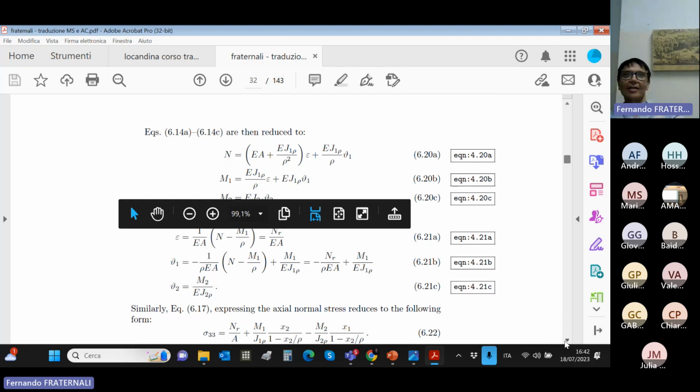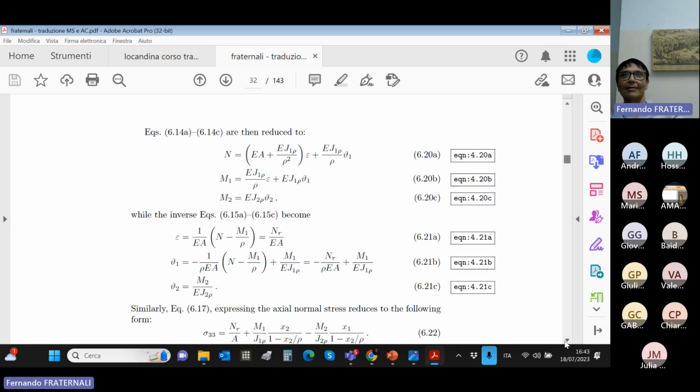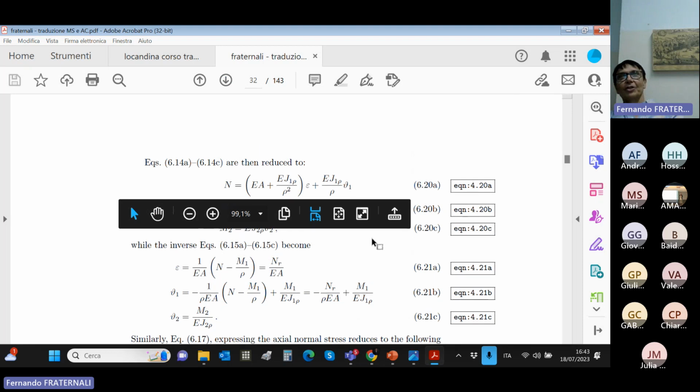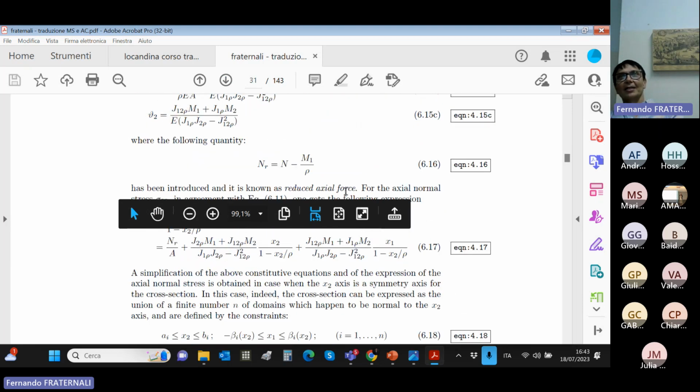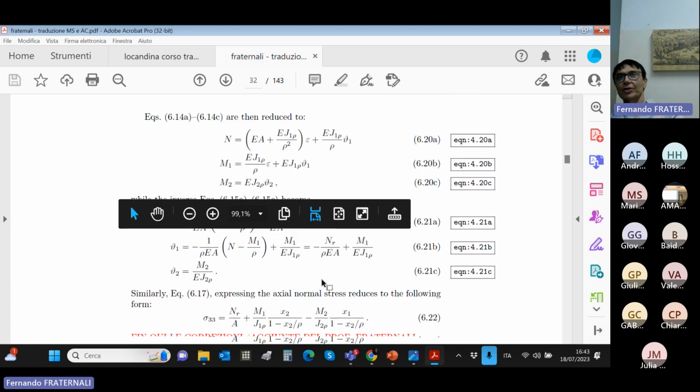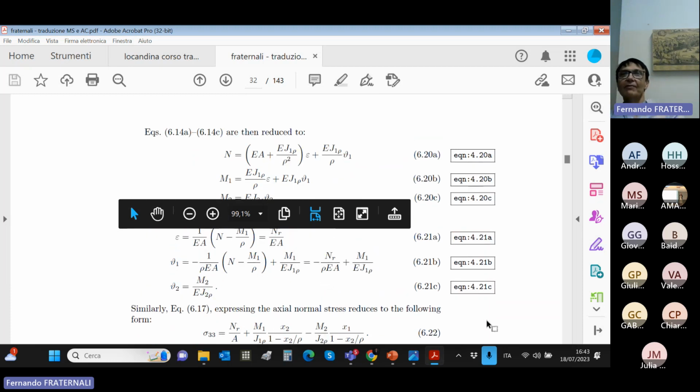So this is the generalized Navier formula, which looks like the standard formula, but not really, because we have these Jacobian terms here, and also here we don't have the real axial force, we have this reduced axial force, which has been defined here as N minus M1 over rho. So those are the constitutive equations, the generalized Navier formula for the beam with a strong curvature.